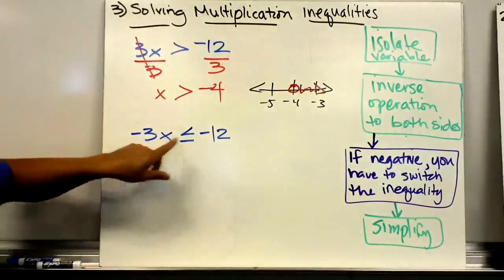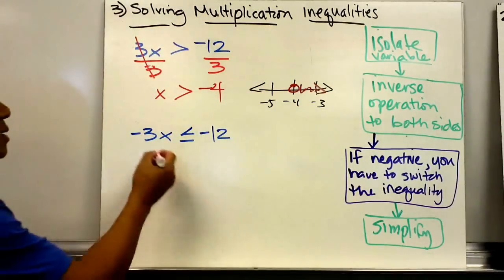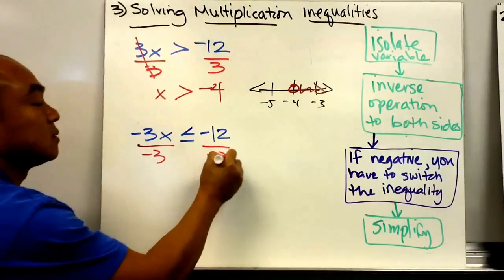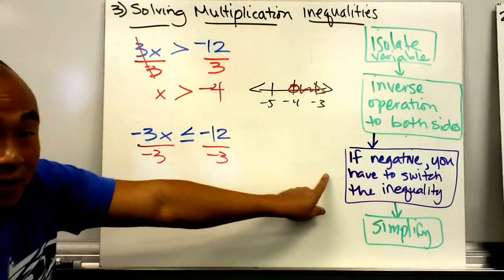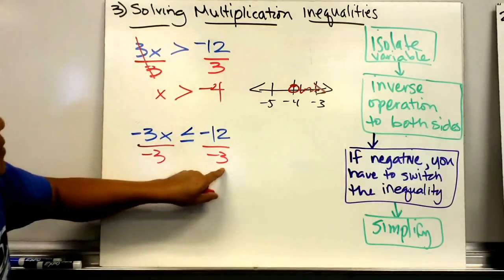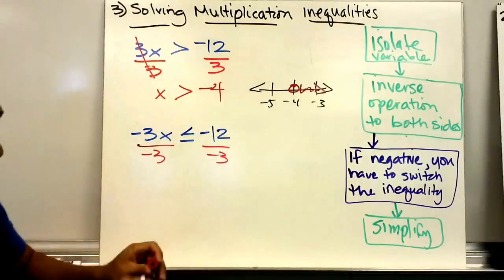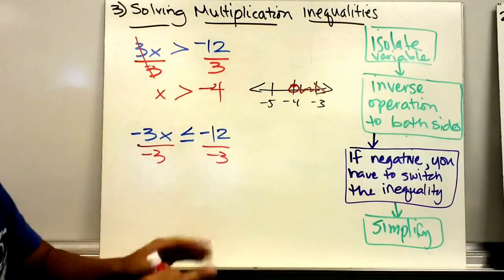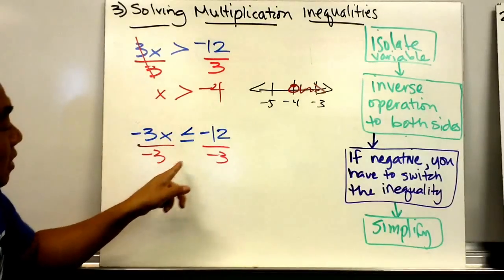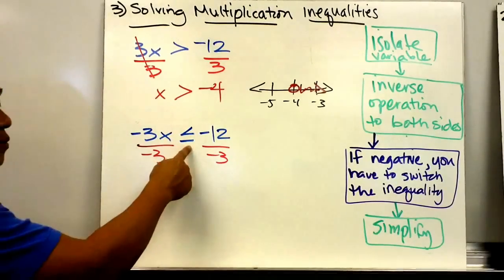Now, this one, we are going to do the same exact steps. Isolate the variable. We're going to use the inverse operation for both sides. Notice that I'm dividing by a negative 3 to both sides. And that's where this comes in. If it's a negative and we are dividing by a negative, and again, this only happens when we are multiplying or dividing inequalities. It doesn't work for adding or subtracting. So if we are dividing here by negative 3, I am going to have to switch the sign.